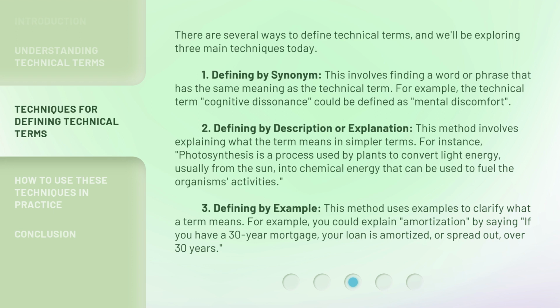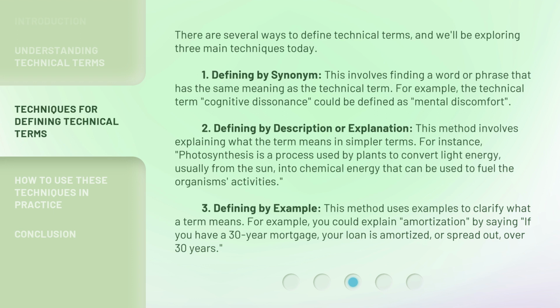2. Defining by description or explanation. This method involves explaining what the term means in simpler terms. For instance, photosynthesis is a process used by plants to convert light energy, usually from the sun, into chemical energy that can be used to fuel the organism's activities.